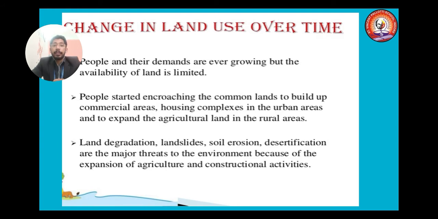So, due to their need, people began encroaching on the common lands so that they may turn them into housing complexes, commercial areas, and urban areas for their betterment. And hence, the result was land degradation, landslides, soil erosion, and desertification, which are major threats to the environment because of the expansion of agriculture and constructional activities. So, due to this, there has been great trouble like land degradation, landslides, etc.